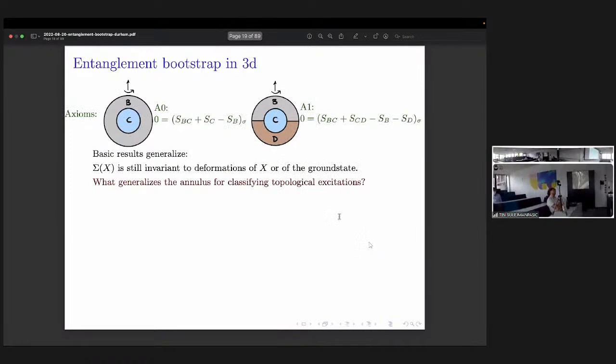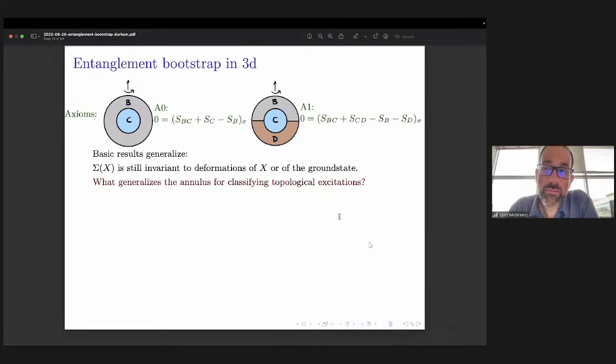But actually the axioms extend very naturally to any dimension. So in three dimensions, I can draw the axioms as volumes of revolution. So it's exactly the same picture. The only difference is that now instead of dividing a disk, I'm dividing up a ball. B is still the thickened boundary of the ball in axiom zero, and in axiom one, BD is combined to be the thickened boundary of the ball. And the basic results generalize. In particular, the information convex set is still an invariant to deformations of the region.